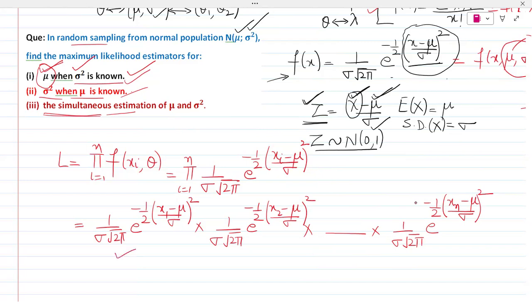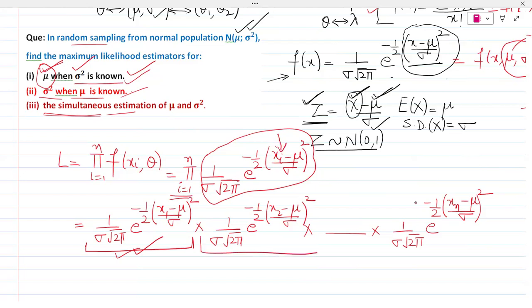So here, what is this value? The first term is the value of this function. It is the value of this PDF when our i is 1. So here i has been substituted 1. What is this term? It is the value of the same PDF when i has been substituted 2. Going on, what is this term? It is the value of this same PDF when i is substituted n.